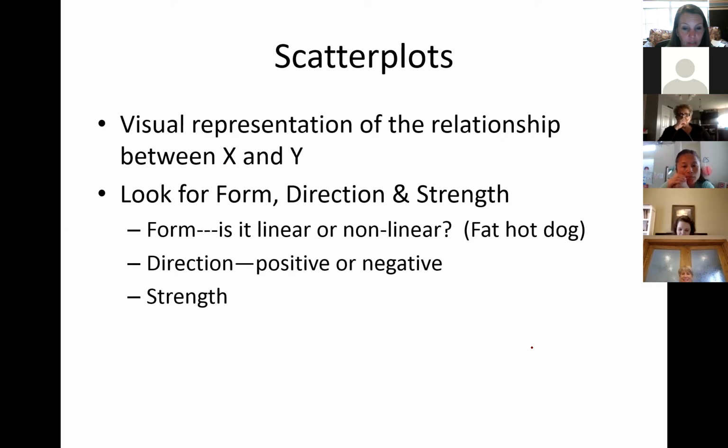Then we have direction, positive or negative. If it's positive, then as X increases, Y also increases. So if I look at the temperature outside and my electric bill, they have a positive relationship. As the average temperature for the month goes up, so does my electric bill, because air conditioning bills go through the roof during the summer when it's really hot here in Texas.